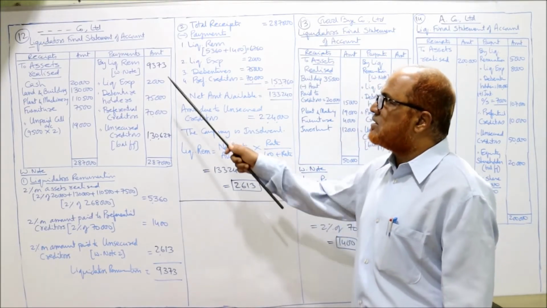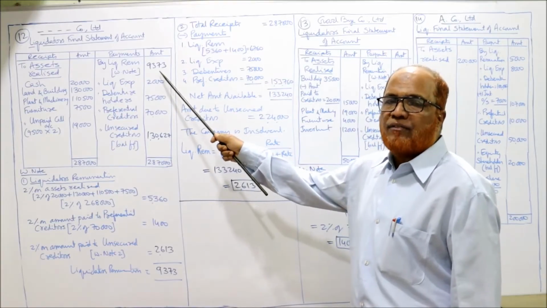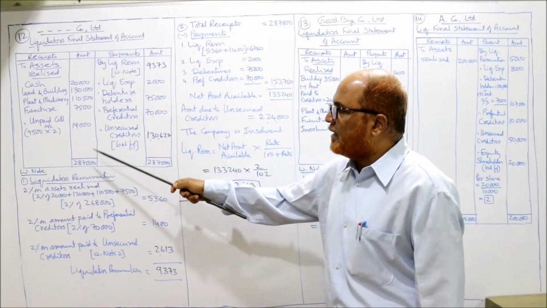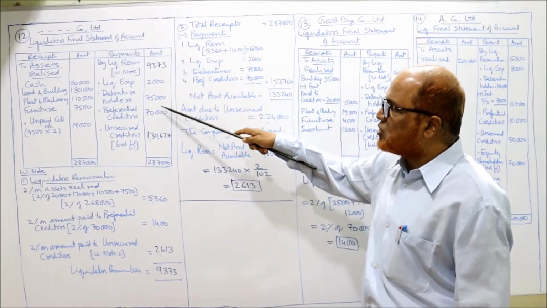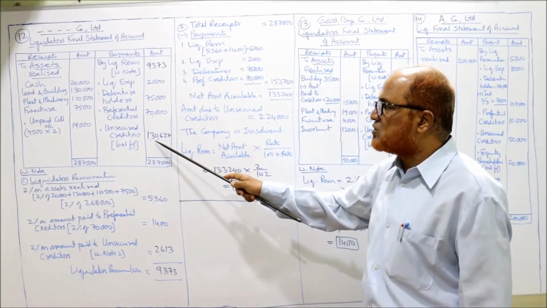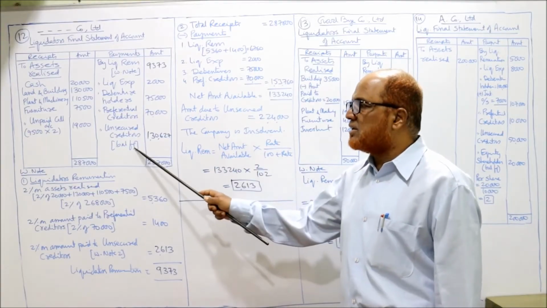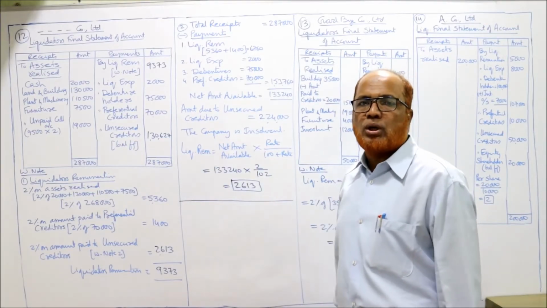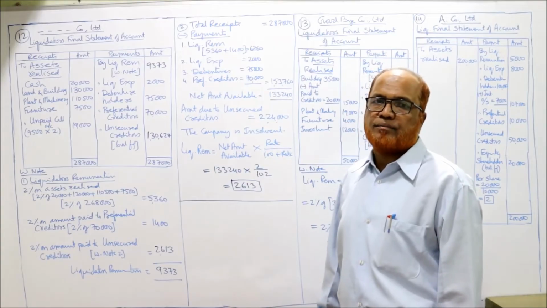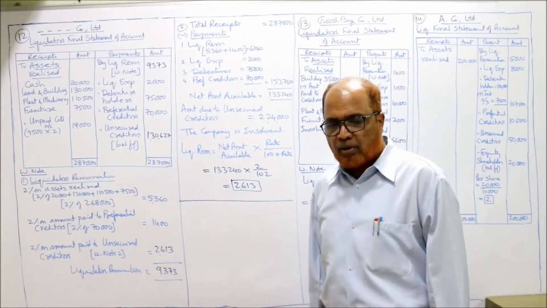Now take this 9,373 here. After taking this, you subtract from 2,87,000 all these four amounts. The balancing figure is 1,30,627. This is the balancing figure, the amount paid to unsecured creditors. That's it. This is problem number 12.